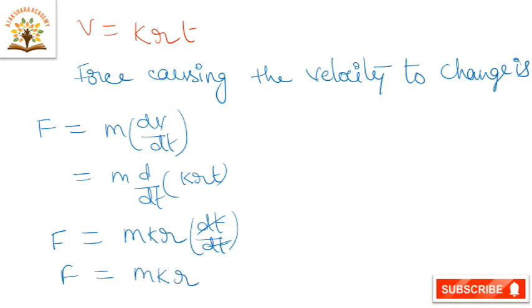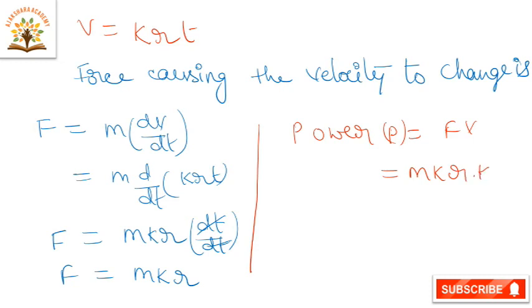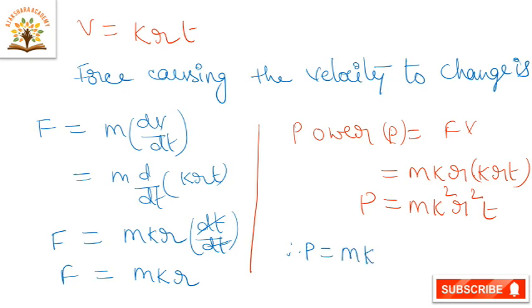So now power P is equals to F into V. So that is equals to m k r into V, nothing but k r t. So that is equals to m k into k square, r into r square into t. Therefore, P is equals to m k square r square into t. This is the final answer. Okay. Next we will go to the next question.